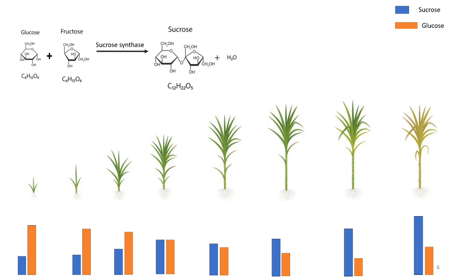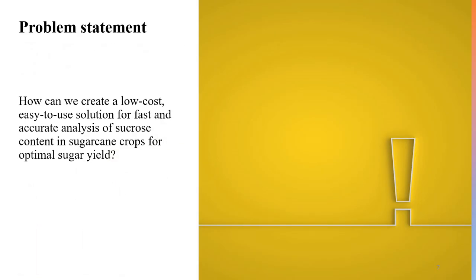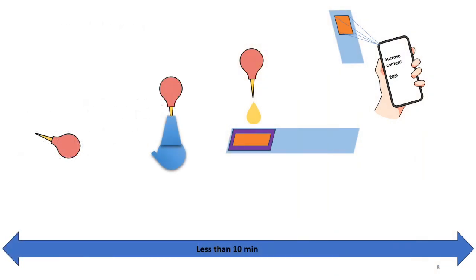So, our problem statement is: how can we create a low cost, easy to use solution for fast and accurate analysis of sucrose content in sugarcane crops for optimal sugar yield? Now that we know the problem statement, let's have a look at the solution that we have modeled.